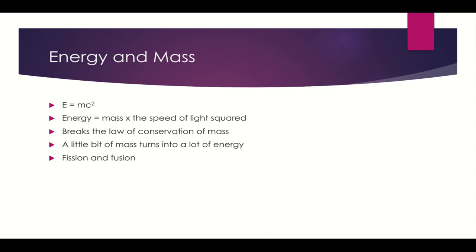The speed of light is a constant. This breaks Antoine Lavoisier's law of conservation of mass because we're taking a very, very small amount of mass, not really a measurable amount of mass in terms of what we look at, but if you go down further in terms of physics, you do see a little bit of mass turning into quite a bit of energy. Okay, this happens in both fission and fusion, where a little bit of mass is turned into a lot of energy.